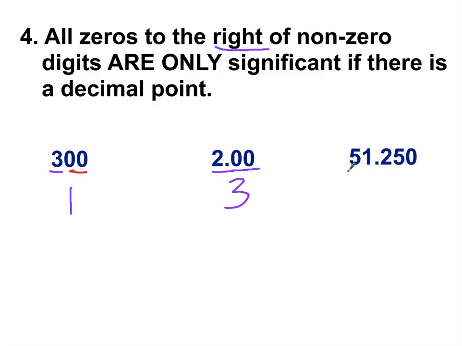And last but not least, our final example, 51.250. We know that all of these are indeed significant. This number, however, 0, what do you think? Aha, it comes after the decimal. It's to the right of the decimal, so it is indeed significant.